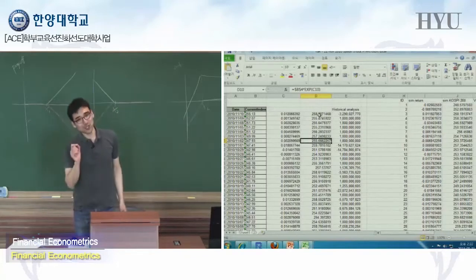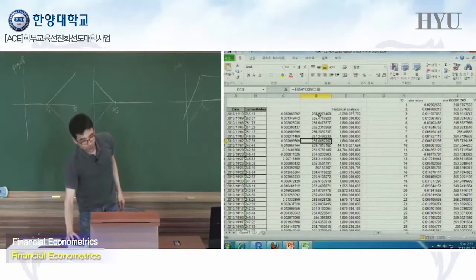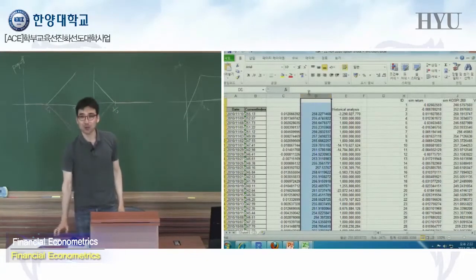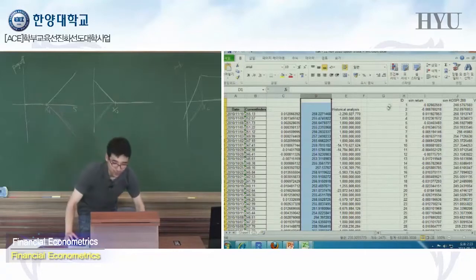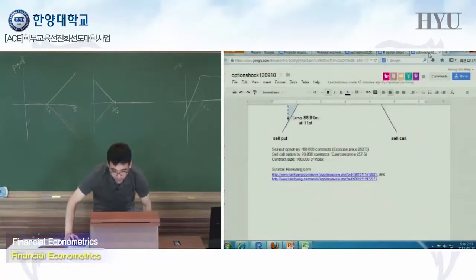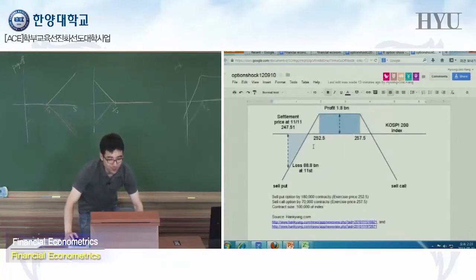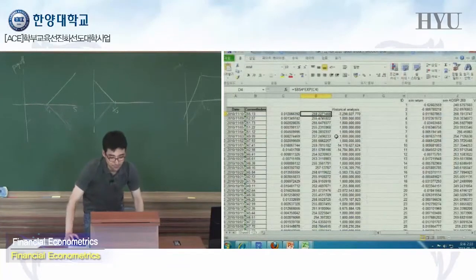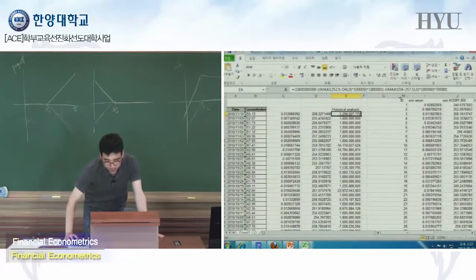So for each possible value of KOSPI 200, what can we do now? We can calculate our profit from the triangle. Let's go to the figure. We know this figure, so for each possible value of this one, we can know whether we make a profit or a loss. So historical analysis is basically this formula.